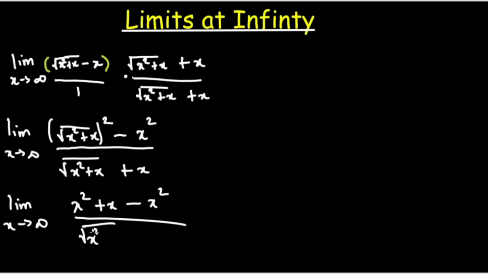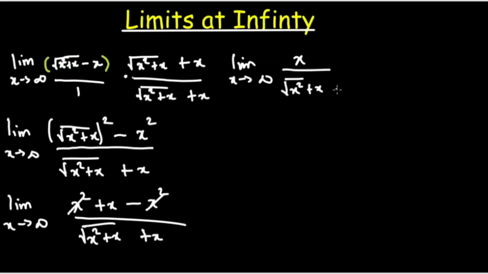And here we have the limit as x tends to infinity. x squared cancels out x squared. x squared minus x squared is 0. So we have x all over the square root of x squared plus x plus x. Now we're going to think again, how can we simplify further? What can we do? Can we do something about this square root? Let's see what we can do about this square root.